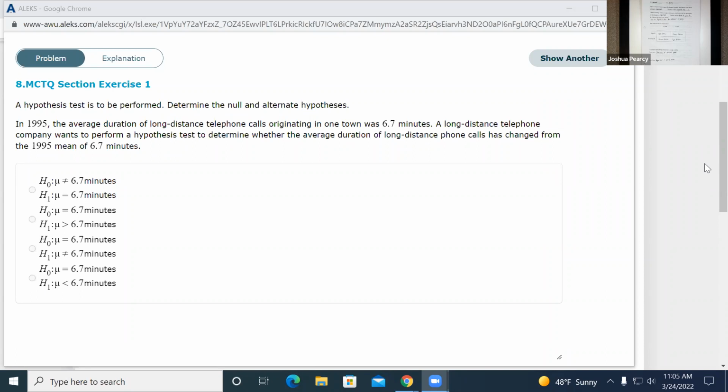C? That is correct. So the null, that mu is equal to some specified value, and in this case, we're saying it's 6.7. Then what we want to know is whether it has changed from that 1995 mean of 6.7. So it doesn't indicate whether it will have increased or decreased. So therefore, it is not equals to. So C. Everyone online, that makes sense to y'all as well? Okay, let's look at another one.